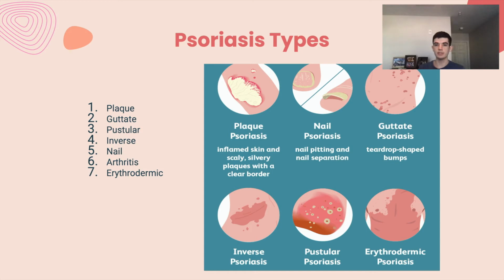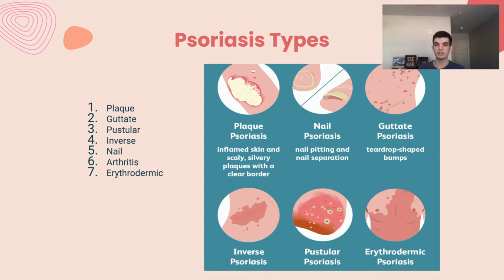Pustular psoriasis is an uncommon type which mostly affects adults. Typically, this type causes pus-filled bumps surrounded by red skin to form on the hands and feet. Inverse psoriasis causes red, smooth, and shiny rashes to form in areas which experience a large amount of sweating and movement, such as the armpits and groin.